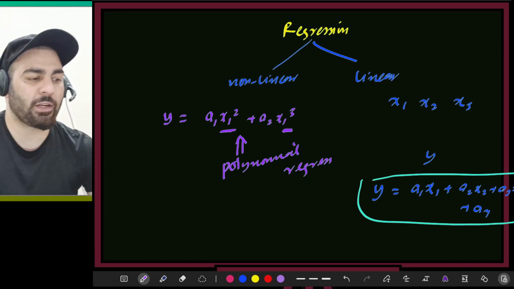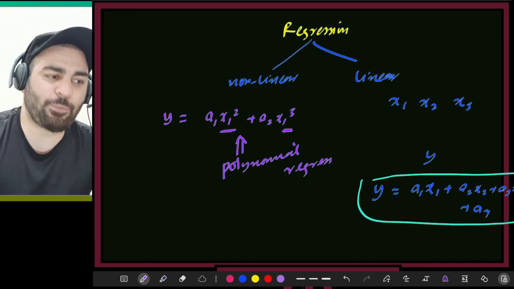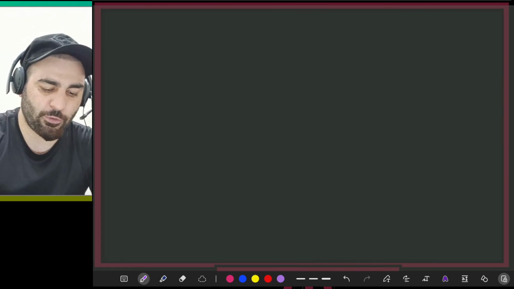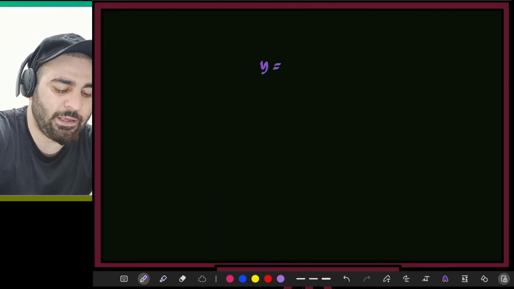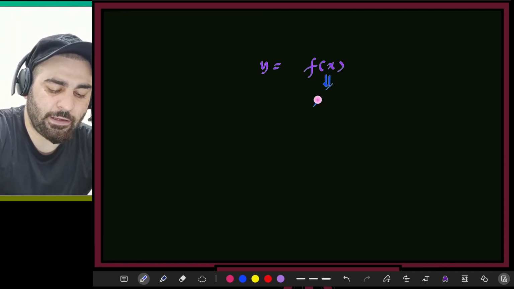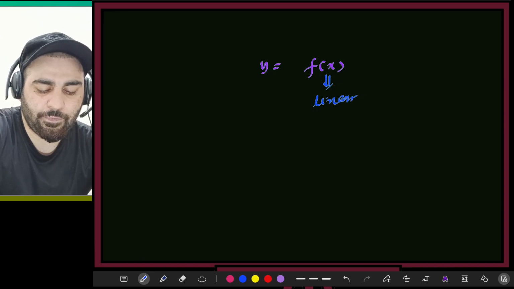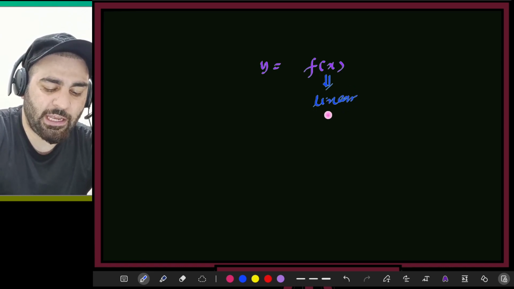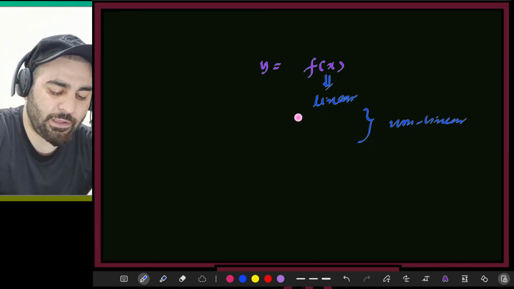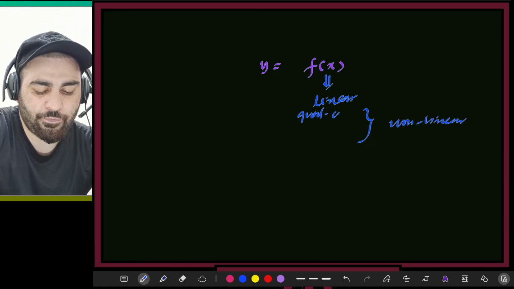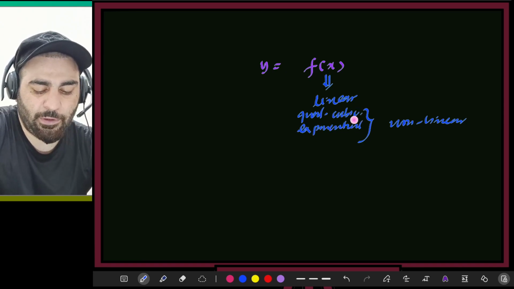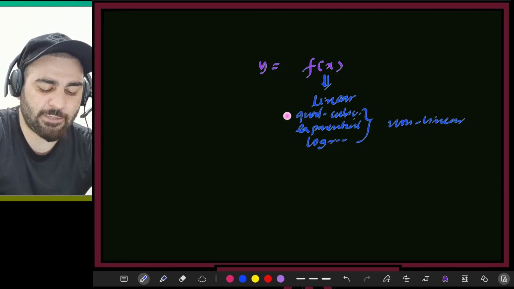Okay, this can be quadratic, cubic, howsoever. And then we'll have exponential regression also, where these functions are exponential, or maybe we'll have logarithmic function. So basically what I'm telling you is this y will be some function of x. Now this function can be linear, then we'll call it linear regression. If it is non-linear, we can have polynomial, that is quadratic or cubic, or exponential, or maybe logarithmic. All of these functions are non-linear functions.